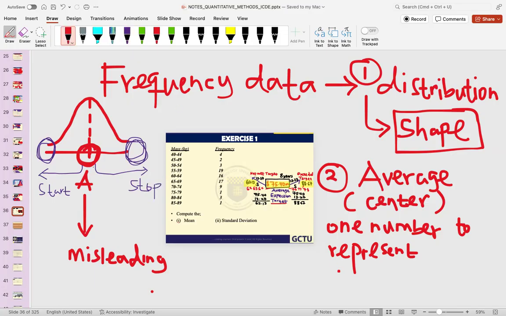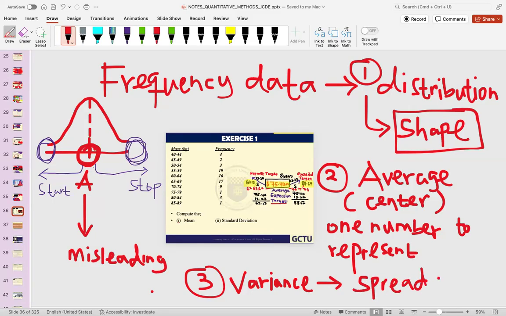So that was the third thing we learned. The distance between the center and where we start, and the center and where we end, we call it the variance. The variance shows us where we are starting and where we are ending, and that represented the spread of the data from the center. So these were the three things we learned about our frequency data.